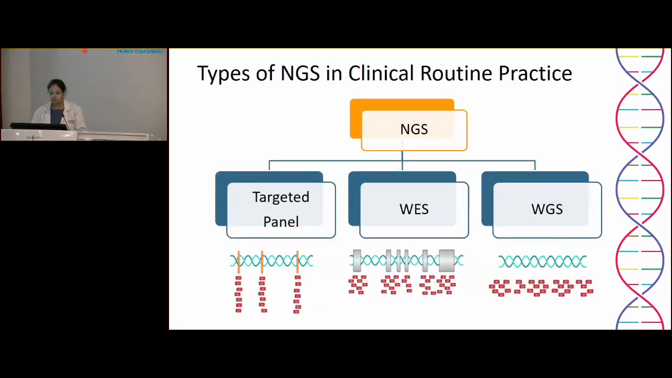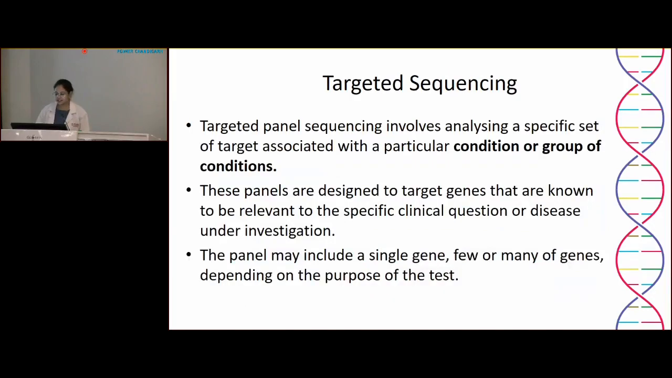So coming to the different types of NGS, we have targeted panels, whole exome sequencing, and whole genome sequencing. So we'll discuss one by one. Targeted sequencing involves analysis of a specific set of targets associated with a particular condition or group of conditions that may or may not be similar. These panels are designed to target genes that are known to be relevant to specific clinical questions, and the panel may include a single gene, a few, or many genes depending on the purpose of the test.